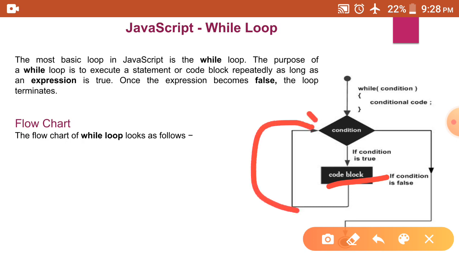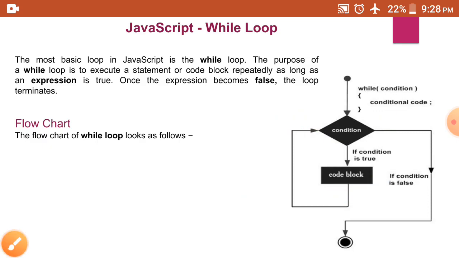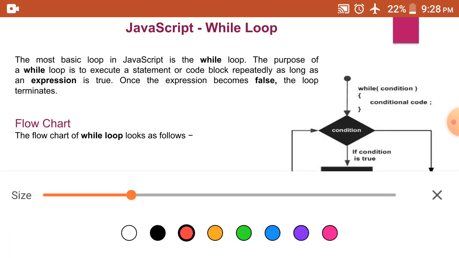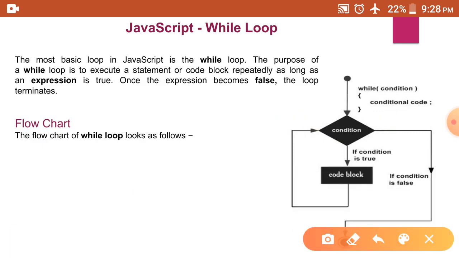Again it will check the condition. Again if it is true, again the code block will be executed. Again it will check the condition. So these statements will be executed as long as this particular condition is true. If this condition is false, automatically it will come out of this particular loop.